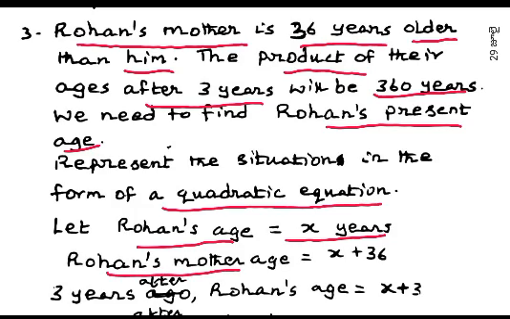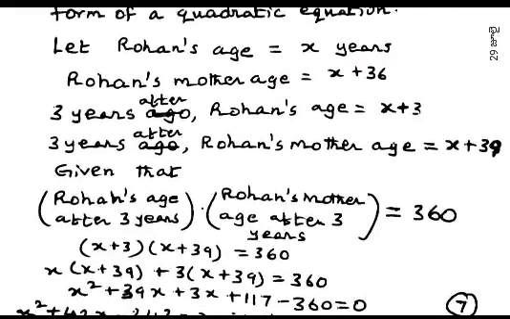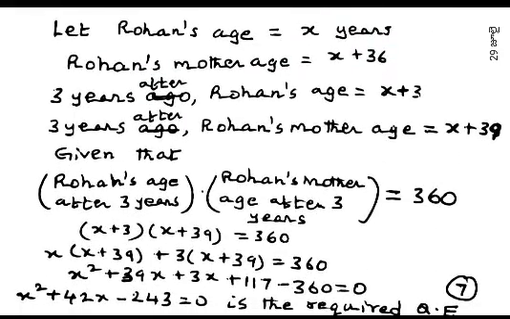Then Rohan's mother's age will be x plus 36 years. Now, based on the given data, after 3 years, Rohan's age is x plus 3 years. Present age is x. After 3 years, x plus 3 years.